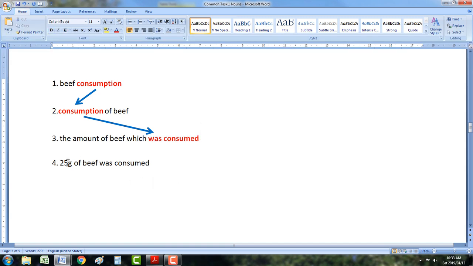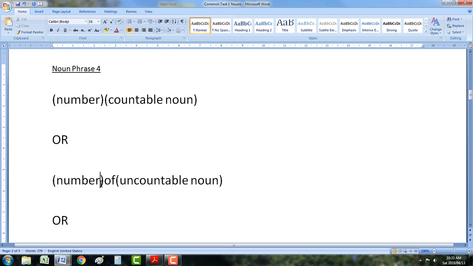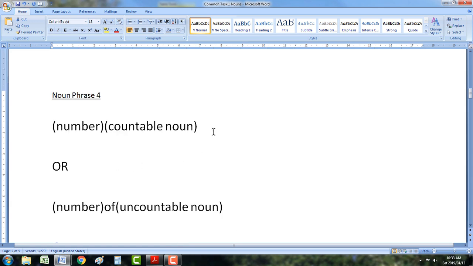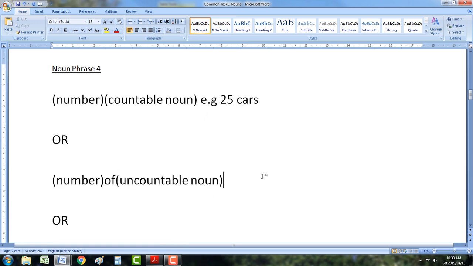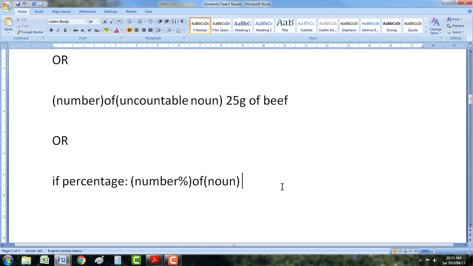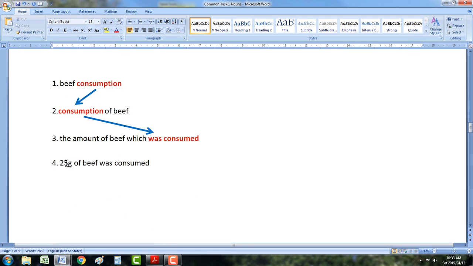There are a few details. Notice there's a grams over there. If it's uncountable, there will be some kind of units over there, just like there is a percentage over there. So this could be 25 cars, number countable noun. This could be 25 grams of beef, and this could be 25% of people, or you could say 25% of beef was consumed. Now, why didn't I introduce this at the beginning? Because the sentence structure is different, and I will show you that soon.